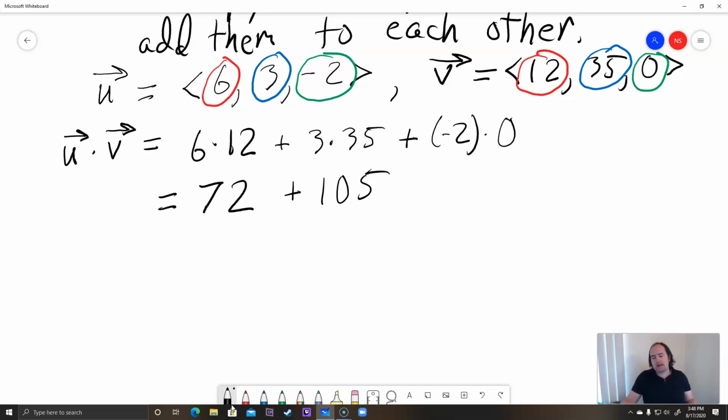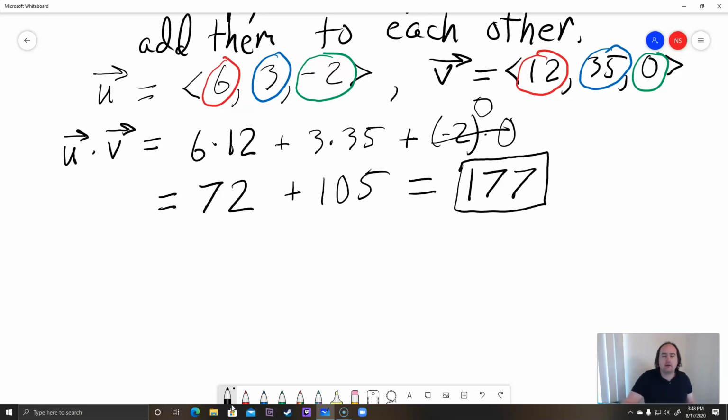And remember, you can use a calculator if you ever want to. This one's not that bad, so I'm not bothering to use a calculator. So what we got here is 72 plus 105, since this last component is 0. So that's going to be 177. And I'm going to box this. This is actually u dot v.